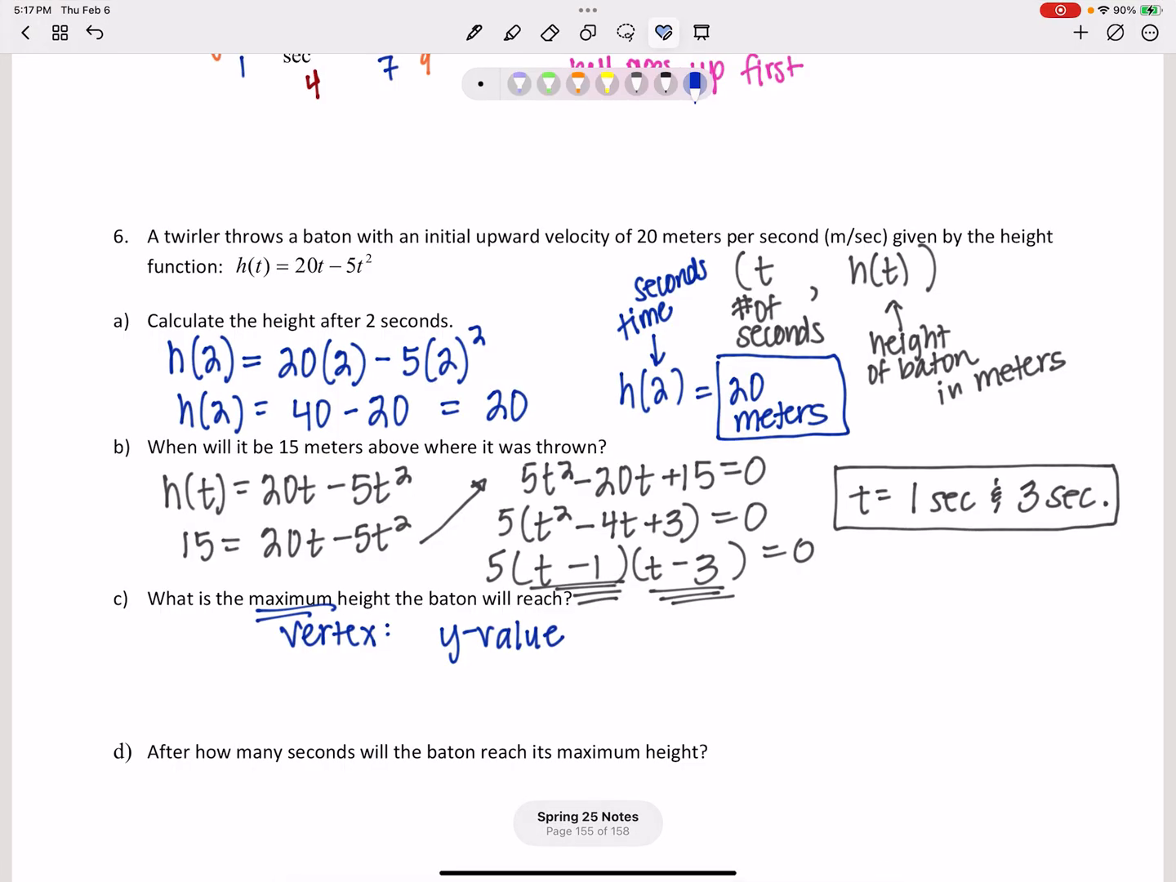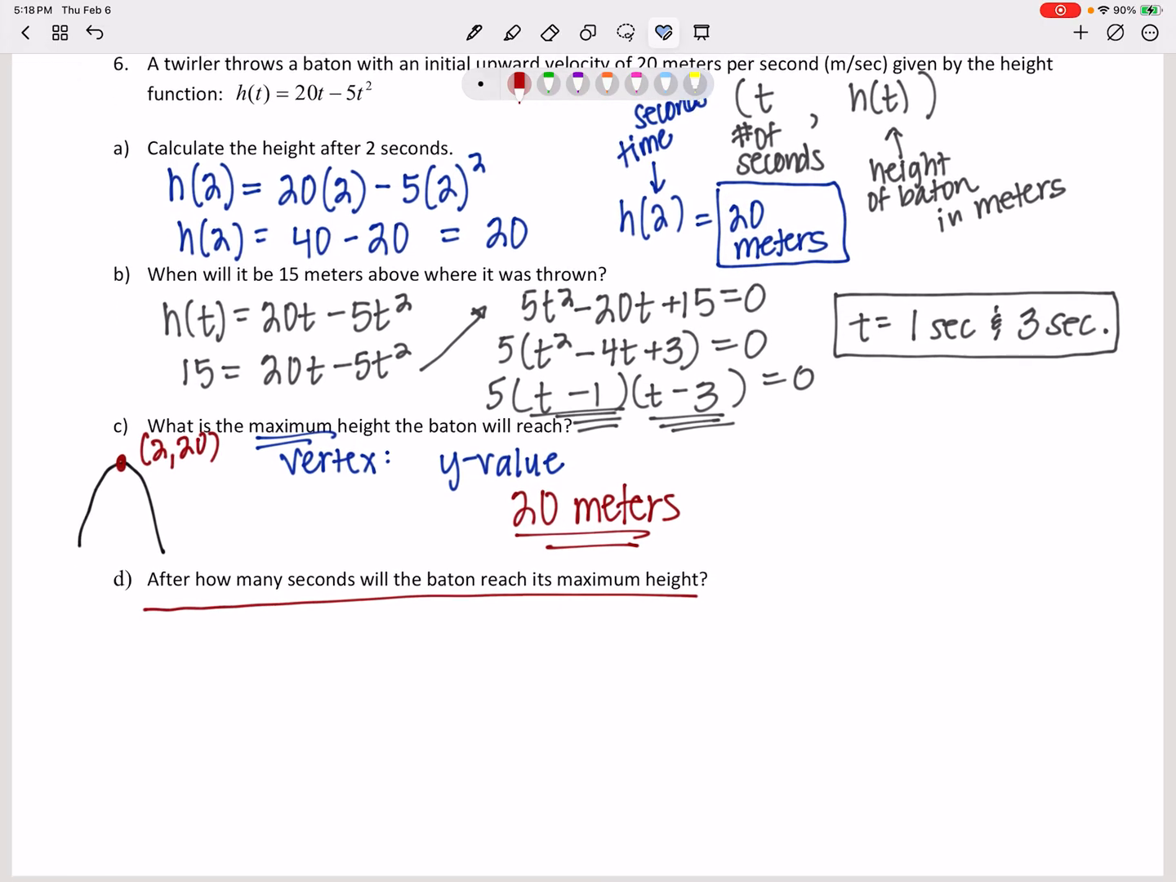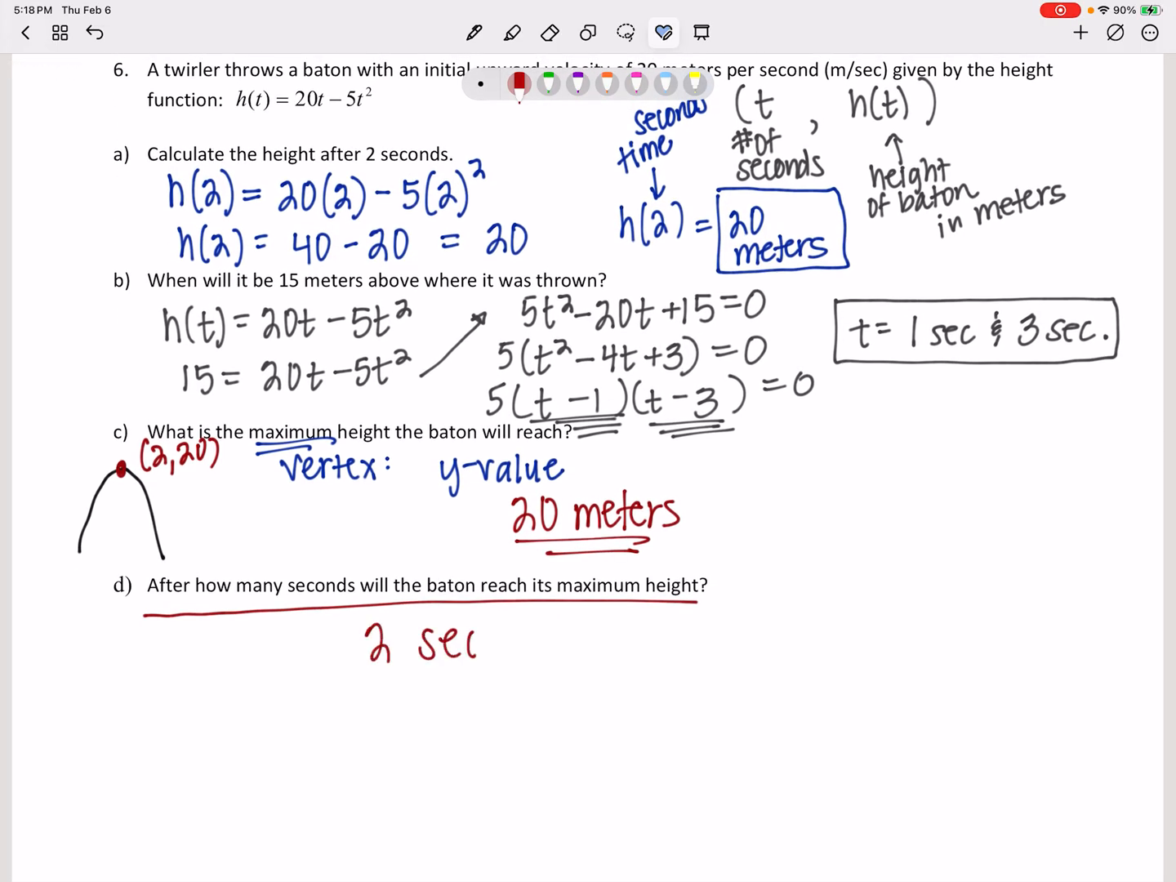So that happened. I'm going to draw a little picture for you since I don't have it on the screen anymore. This was 2, 20. So the y value was 20. So the maximum height is 20 meters. And that happened at how many seconds did that take? 2 seconds.